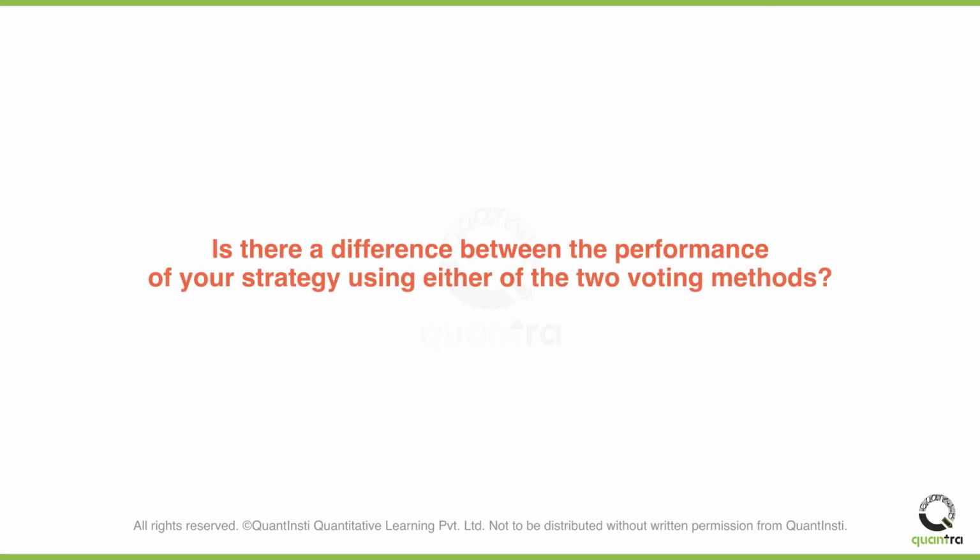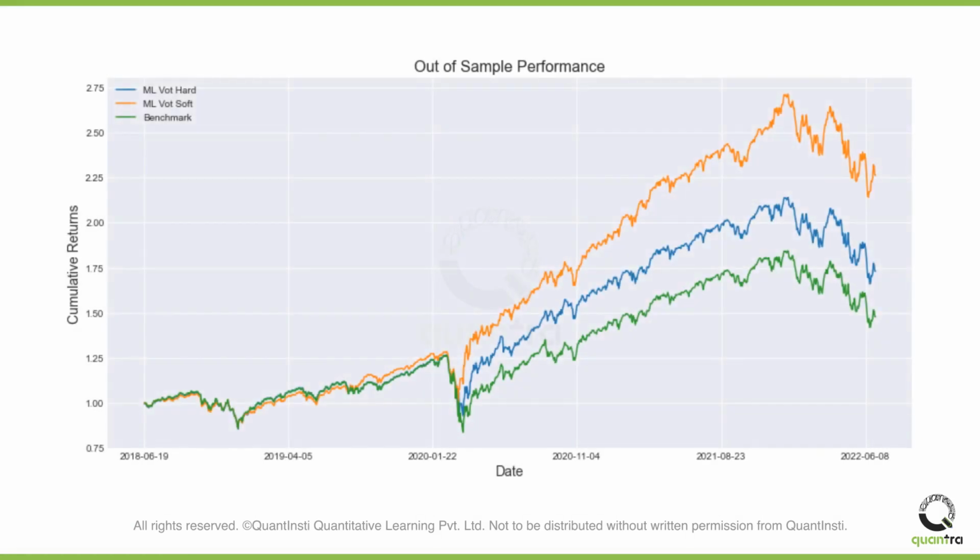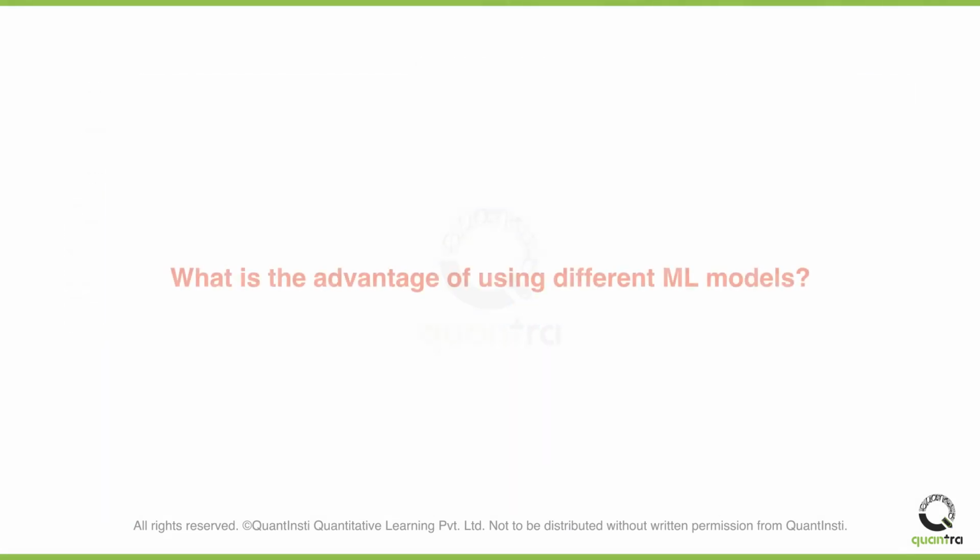Is there a difference between the performance of your strategy using either of the two voting methods? You can see that the cumulative returns from using the soft voting classifier are better than the hard voting classifier model. What is the advantage of using different ML models?